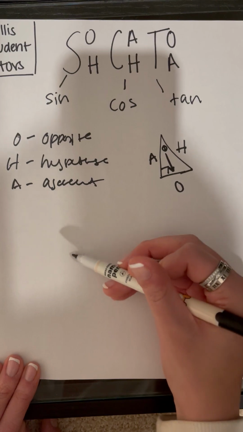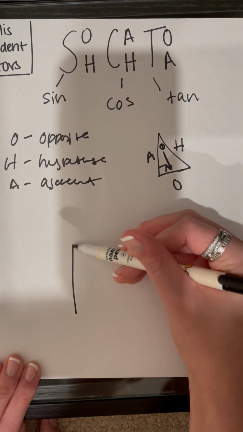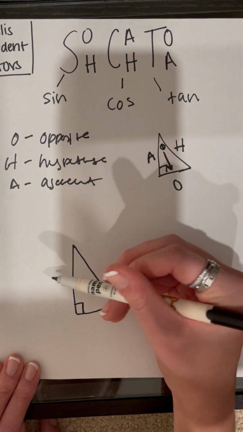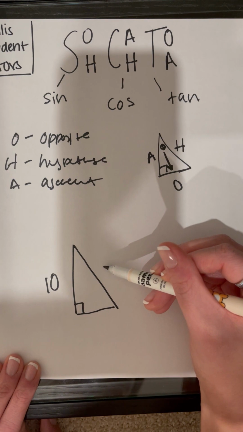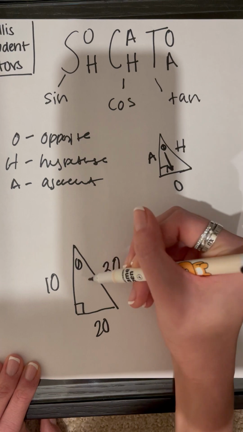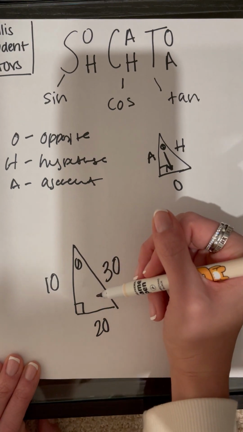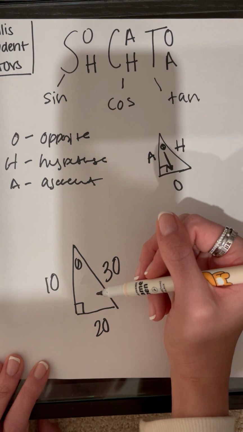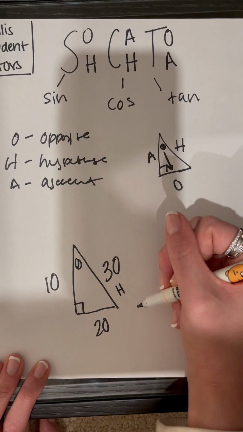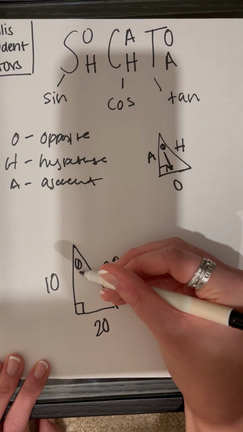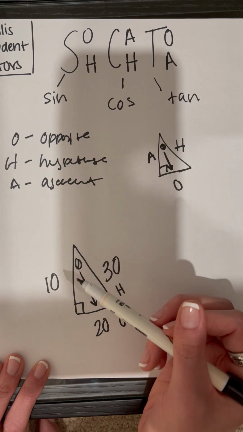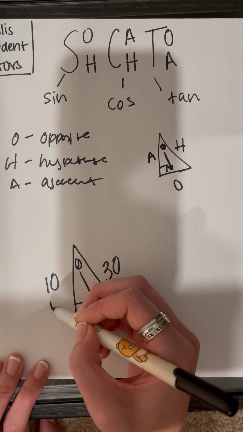So for example, let's just draw a triangle with the sides 10, 30, and 20. And we want to find this angle up here, angle theta. So first you're going to label the H, O, and the A. You look for the longest side, and that's the hypotenuse, so we're going to label the 30 as H. Then afterwards you're going to draw an arrow across, and that will be your opposite. Then the other side that's left over will be the adjacent.